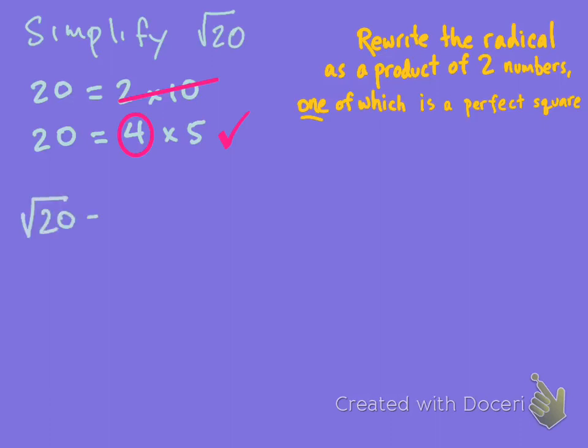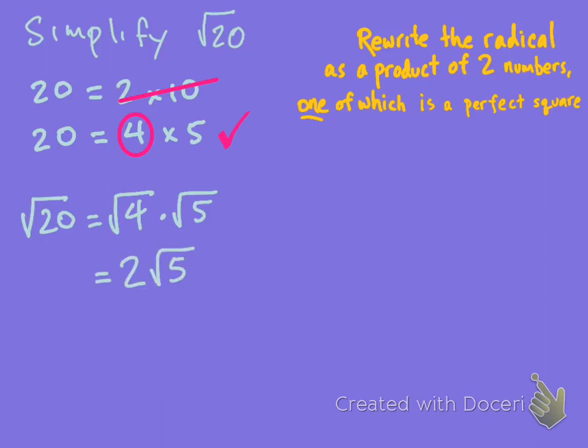All right, so then that means the square root of 20 is the square root of 4 times the square root of 5. Make sure that you see that connection right there. That's a very important little step, that first step of breaking up the radicand into two radicals. The square root of 4 times the square root of 5.